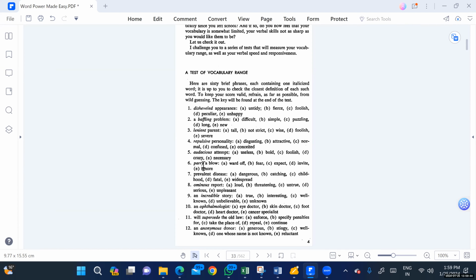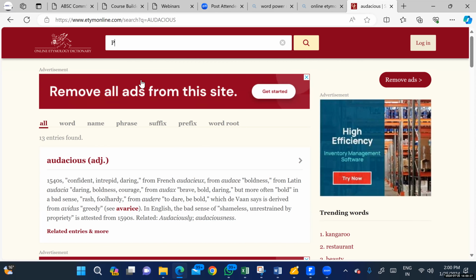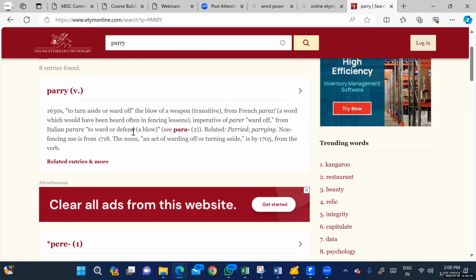So in all probability this will be my answer. Parry a blow cannot be fear, because it cannot be a fear. Expect, no. Invite is a verb. Ignore is a verb. Just hold on. So in all probability, it will be ward off. Let's see the meaning of parry. What is the meaning of parry? Here, to turn aside or ward off.